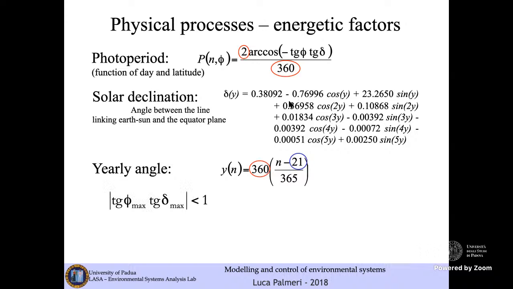And by employing this definition, we may immediately calculate that the absolute value of the product of the maximum latitude times the maximum solar declination is always smaller than 1, fortunately. So this tells us that this quantity is positive, in the range of 1.